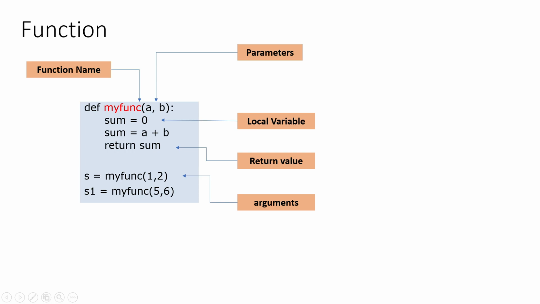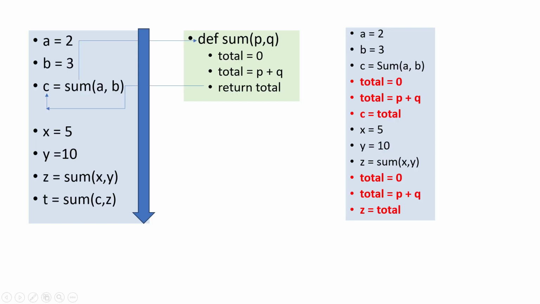And then this is how you call it from your main Python program. You call the name of the function and pass the parameters. When you pass the parameters while calling, they are called arguments. And when you are defining a function, they are called parameters.